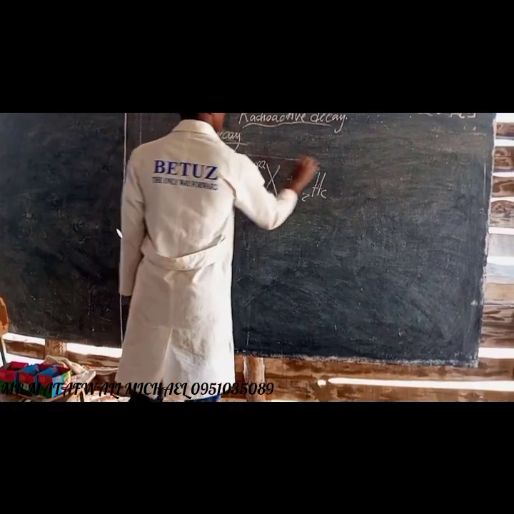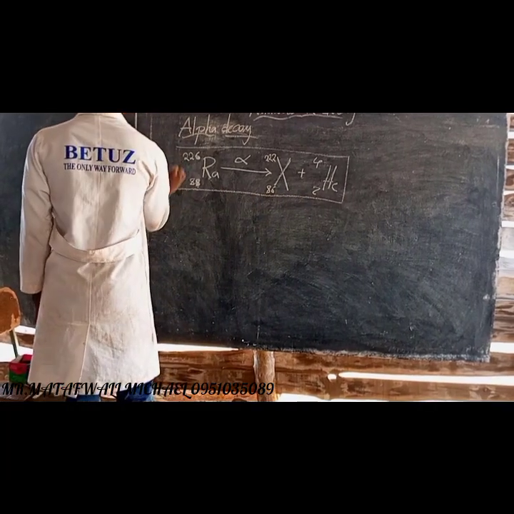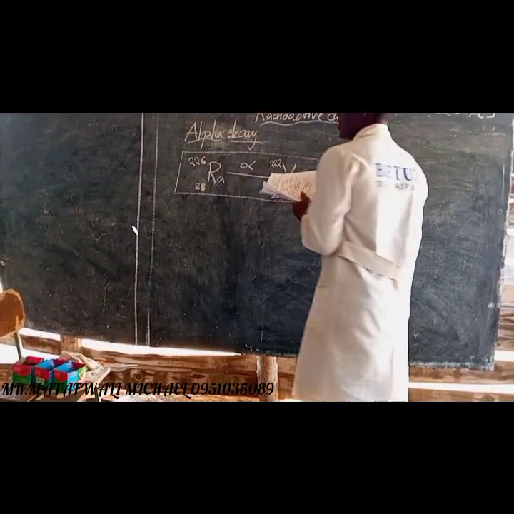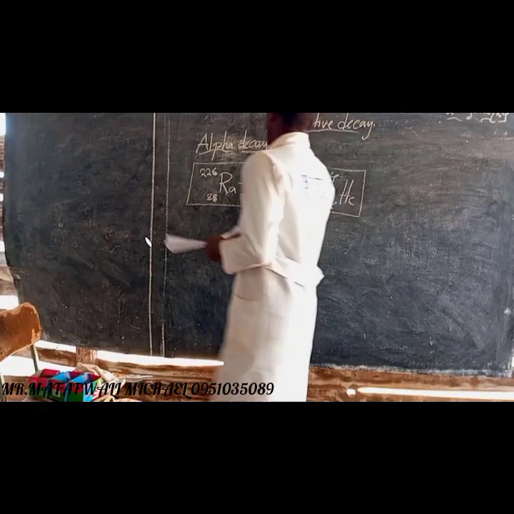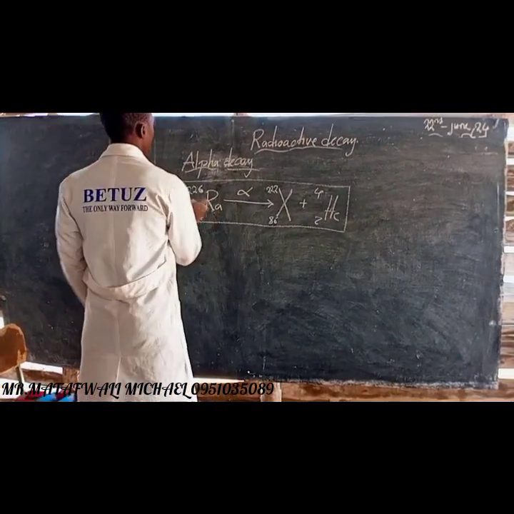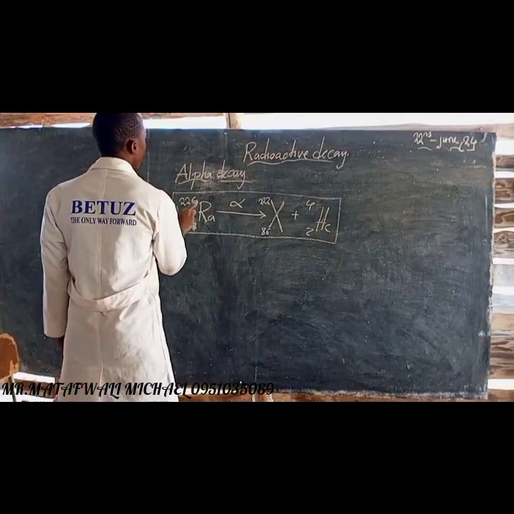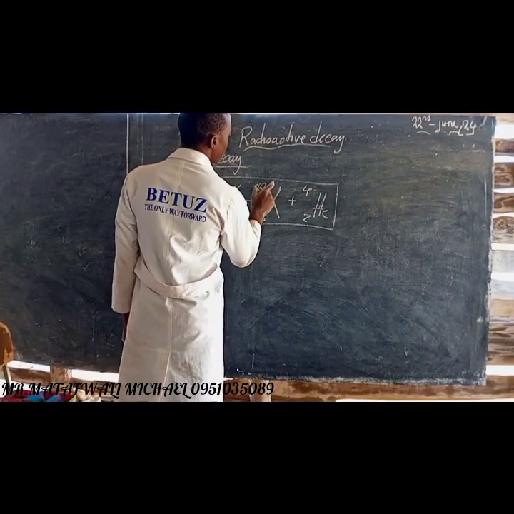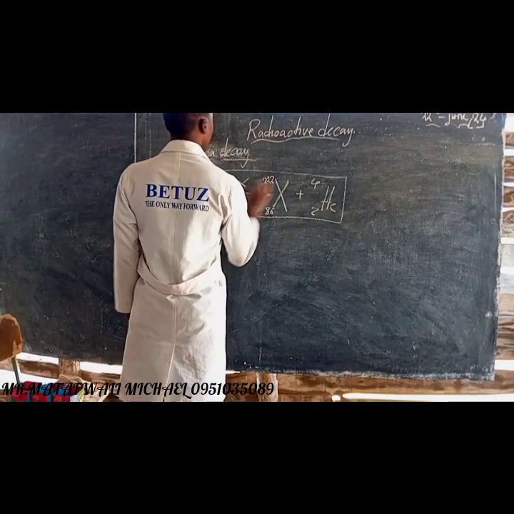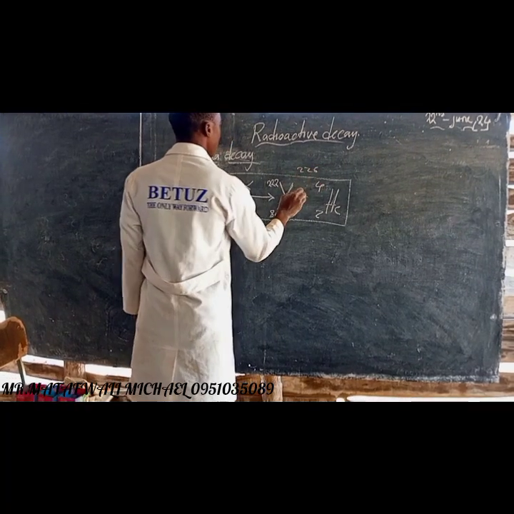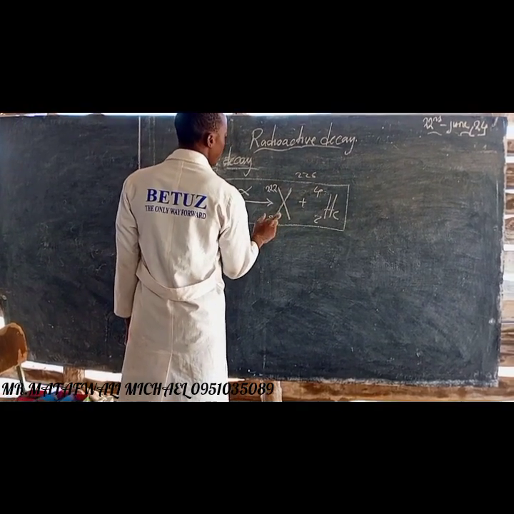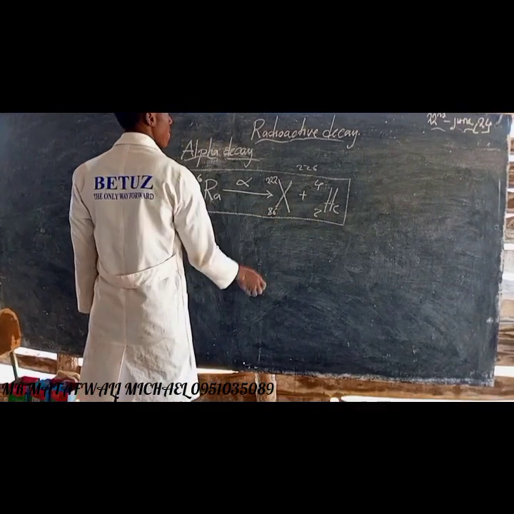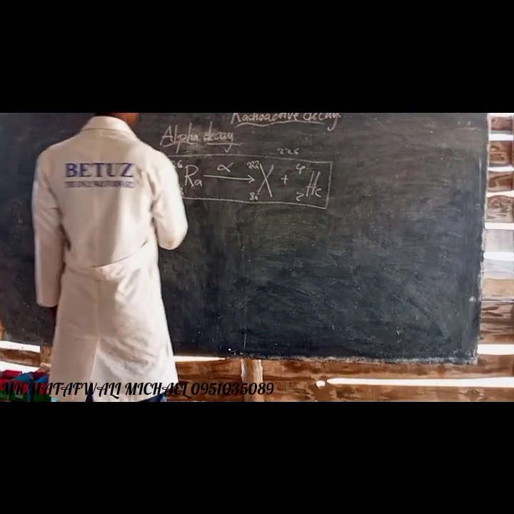So this equation is a good example of an alpha decay, and this equation is balanced. Here the mass number we have 226. Here we have 222 plus 4, which gives 226. And on the proton number, here we have 86 and here we have 2. When we add, we have 88.